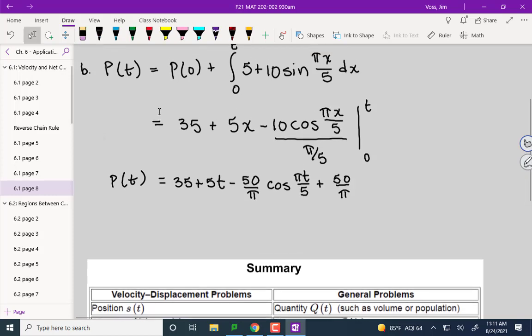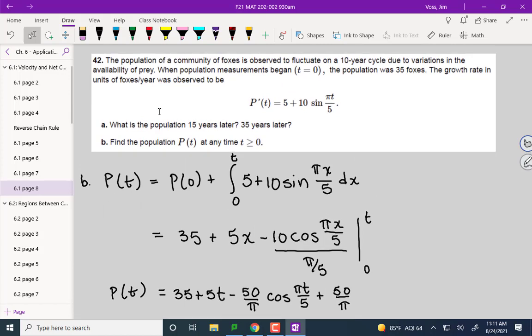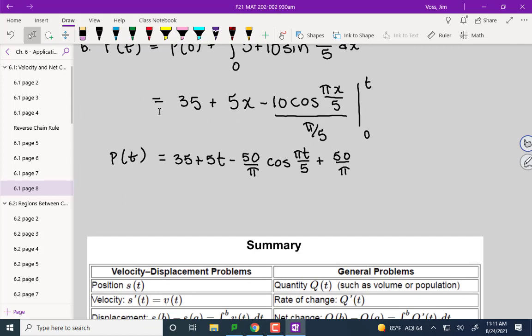So now we can answer the other questions. What is the population 15 years later? And notice that we're starting at t equals 0, so 15 years later means we're going to plug in a 15 and plug in a 35 into this. So part A, p of 15 equals, p of 35 equals, and you know how to plug this in. We don't need to go through that. Plug in 15. Plug in 35.